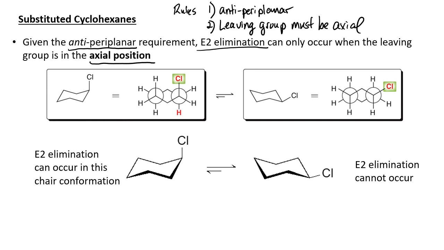Okay, so let's look at the example. If you have your leaving group axial, if you were to draw a Newman projection, you'd see that it would be anti-periplanar with the beta hydrogen. But if you draw your leaving group equatorial, as it is here, there are no anti-periplanar hydrogens that can be removed. That's a CH2 group here, not a hydrogen that can be removed. All right, so you must have your substituent that's going to leave, your leaving group, in the axial position.